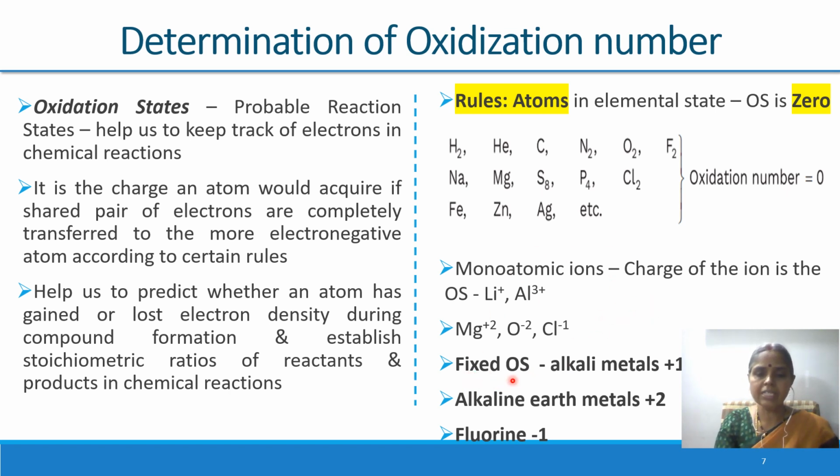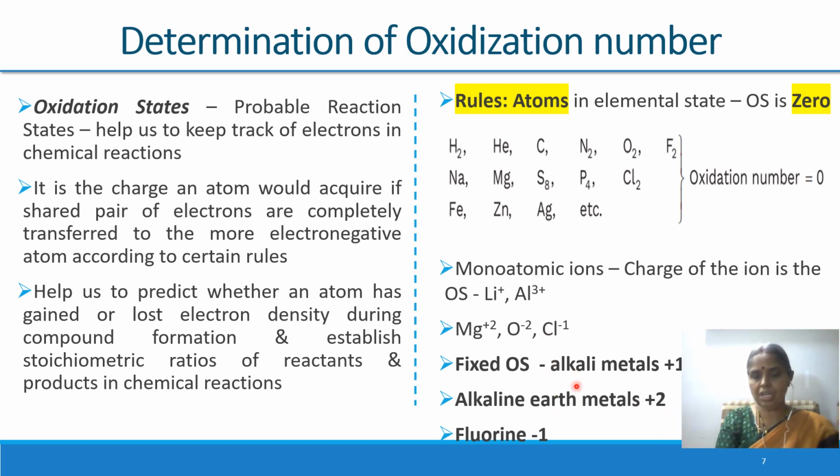The third rule is there are certain elements with fixed oxidation number. It will never change. That is alkali metals. What are alkali metals? In the previous video we saw lithium, sodium, potassium, rubidium, cesium and francium. They will always have an oxidation state of plus 1 only. Alkali metals plus 1. Alkaline earth metals, beryllium, magnesium, calcium, strontium, barium and radium. These elements always have an oxidation state of plus 2 only.